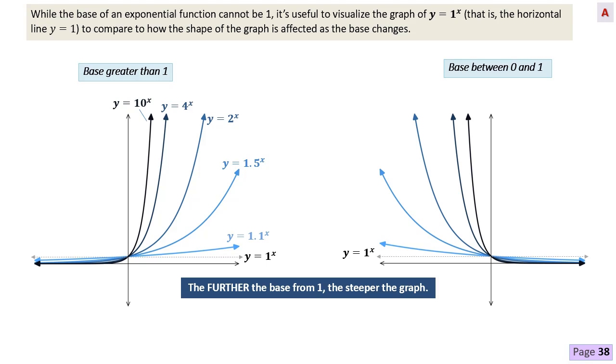So what would it look like if instead of 1.1, it was 1.5? Well, that graph is going to climb more steeply. And what if instead of 1.5, it was 2, or 4, or 10? What we see is the greater the value, but more specifically, the further that value is from 1, the steeper the graph.